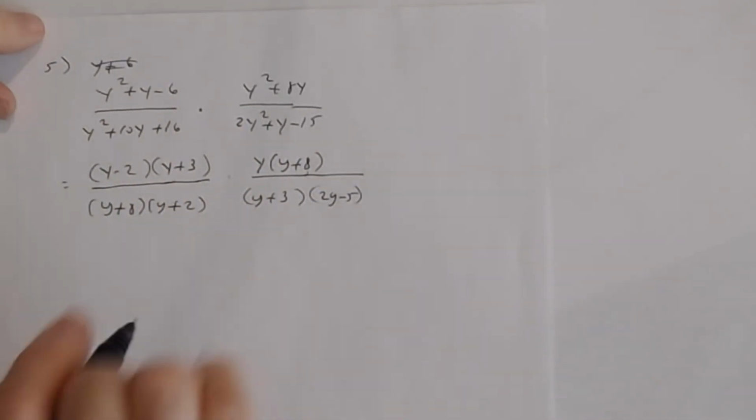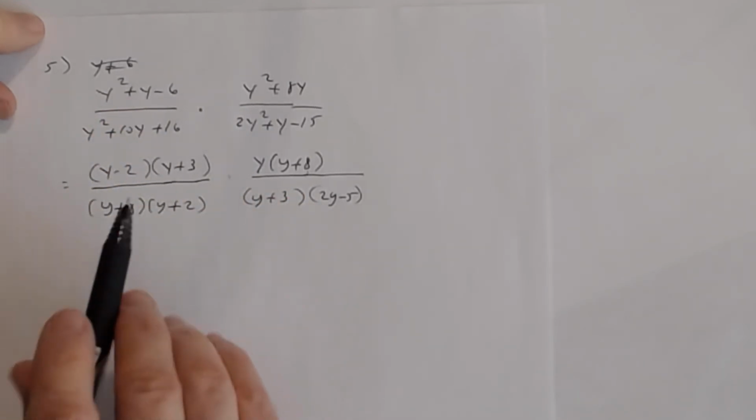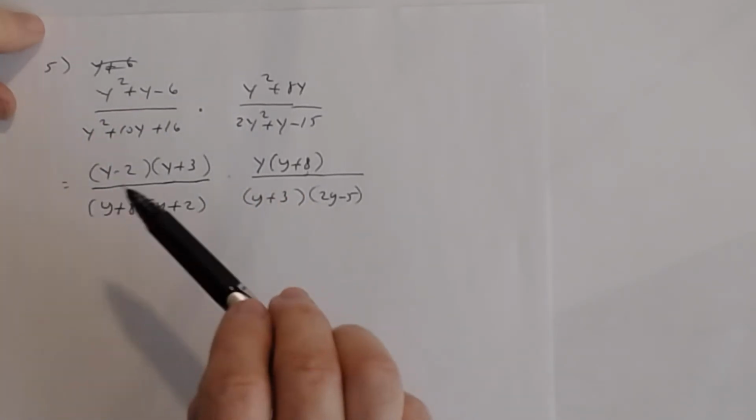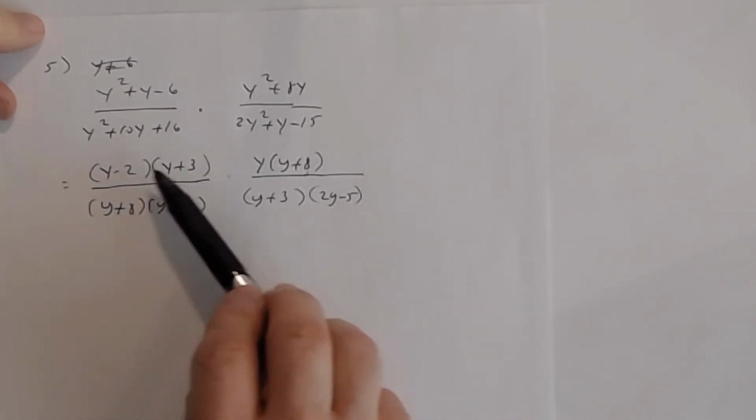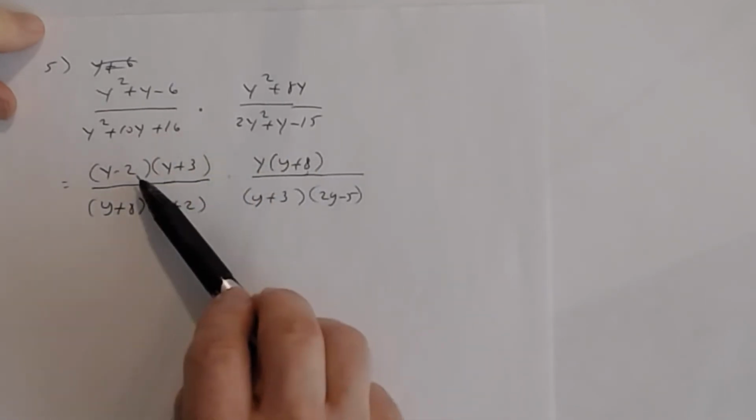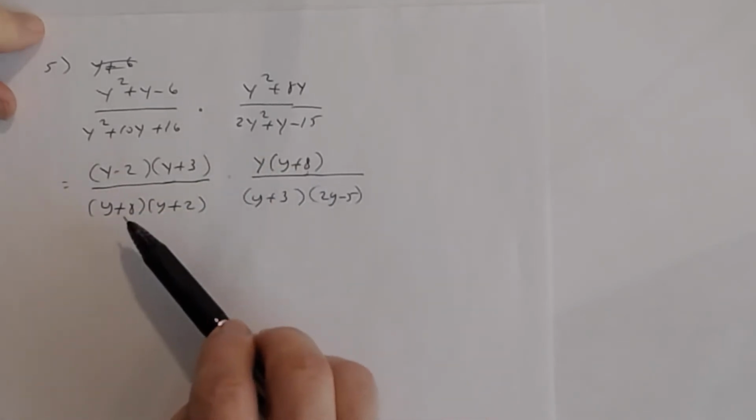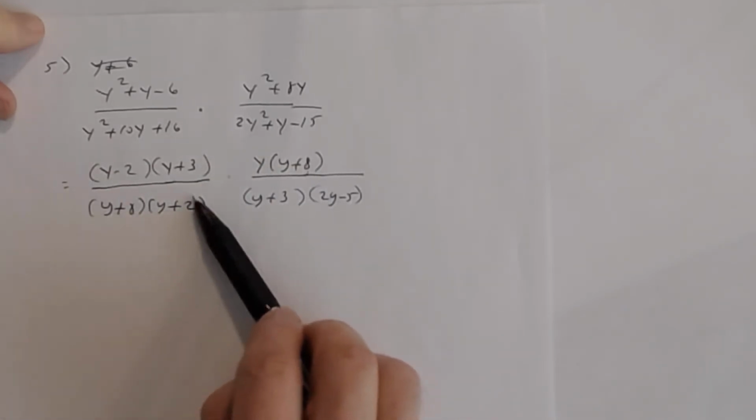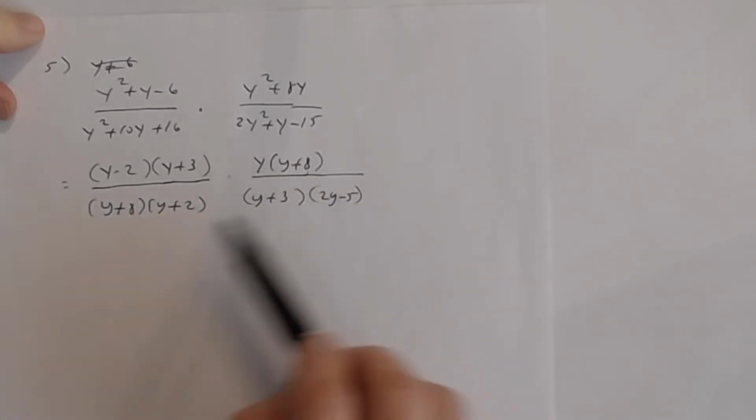All right, so I factored all of the numerators, all of the denominators. Now again, it's a good idea to know what your factors are. My factors in the numerators are y plus 2, y plus 3, y, and y plus 8. So there are 4 of them: 1, 2, 3, 4. The factors in the denominator are y plus 8, y plus 2, y plus 3, 2y minus 5. There are 4 of them as well.